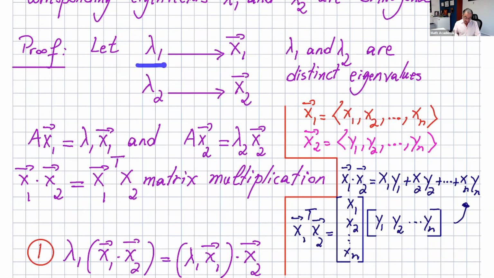Let's say we have lambda 1 and we have x1 as the eigenvector, and we have lambda 2 and x2 as the eigenvector for lambda 2. Lambda 1 and lambda 2 are distinct eigenvalues. If I write the relation, you know that A times x1 is lambda 1 times x1, and A times x2 is lambda 2 times x2. I just want you to know this property. When you do the dot product of two vectors, you can also write that as matrix multiplication. That means the transpose of the first one times the second vector.